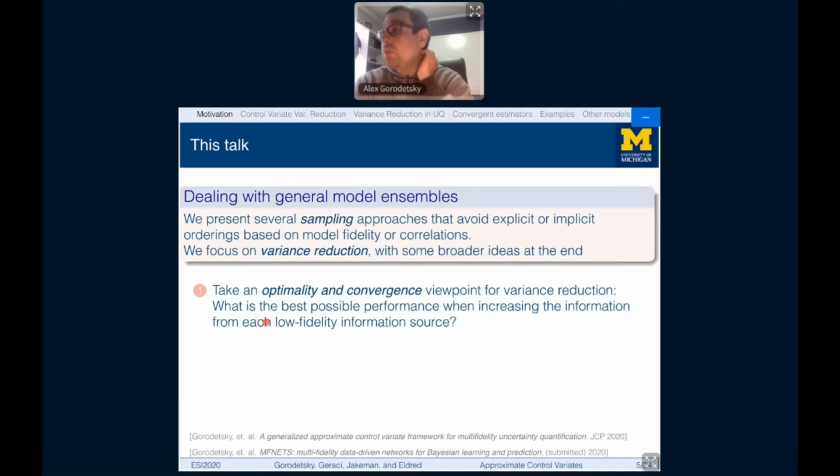And the point of view that we take is an optimality and convergence point of view. So I just want to answer the asymptotic question of what is the best possible variance reduction that you can achieve if you had unlimited information from your low fidelity information source. A dual viewpoint is if your low fidelity information source becomes exponentially cheaper, so orders of magnitude cheaper compared to the high fidelity source, what is the best possible variance reduction that we can achieve?